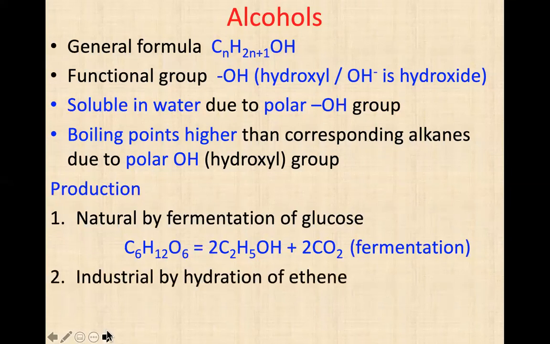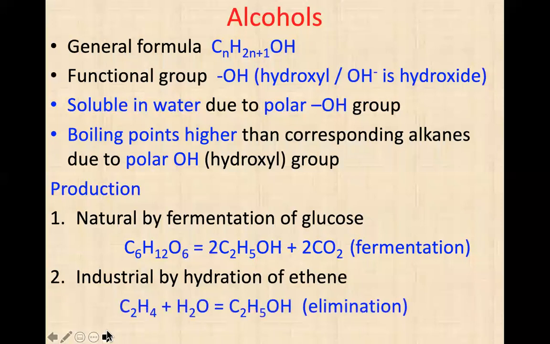Industrially, we make it by the hydration of ethene, which is essentially the opposite to the way that we made ethene. And the equation for that is C2H4 plus H2O equals C2H5OH. And remember that when we made it, it was called elimination. This is not called elimination, this is hydration.